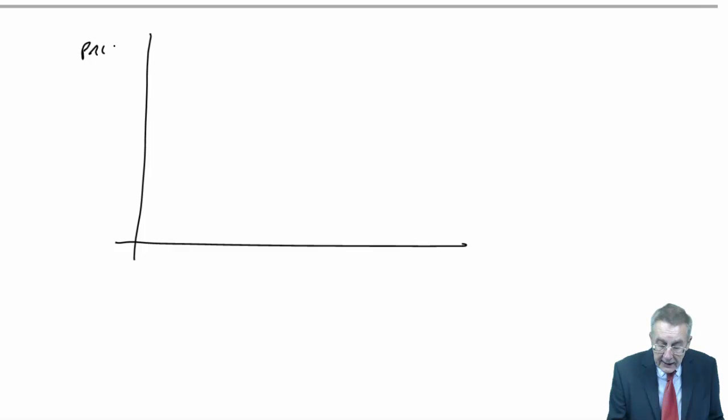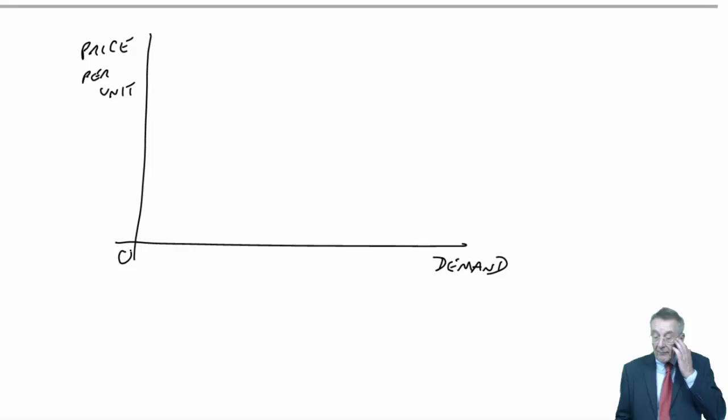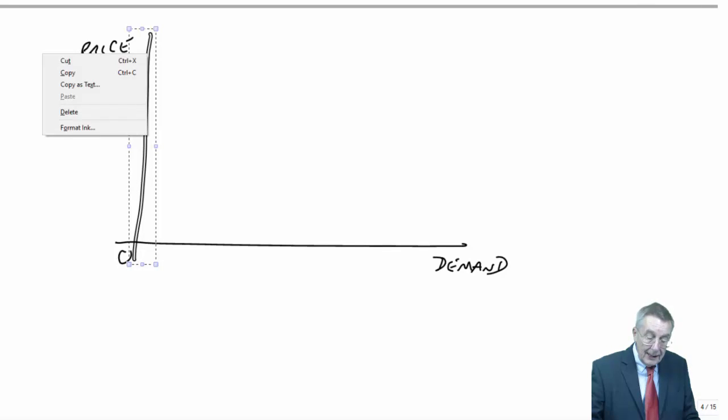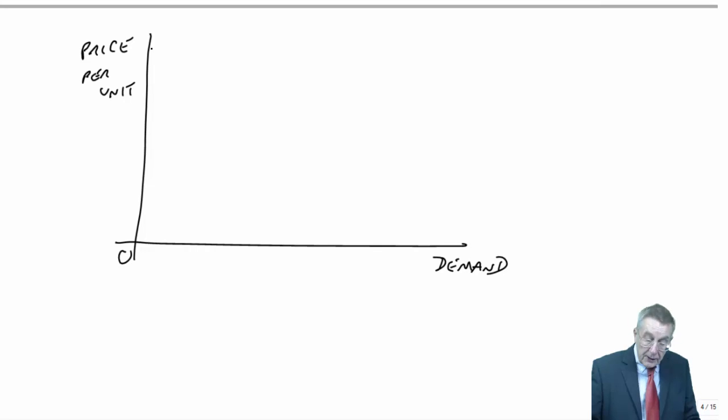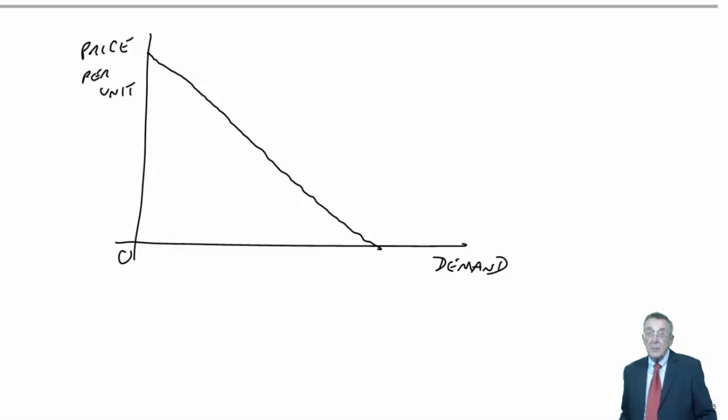We do assume that if we had price per unit against the level of demand, the relationship is linear, that at a very high price you'll sell none. As you reduce the selling price per unit, you will sell more, or vice versa. Higher price we sell less, lower price we sell more.